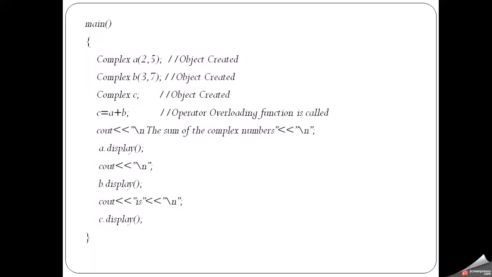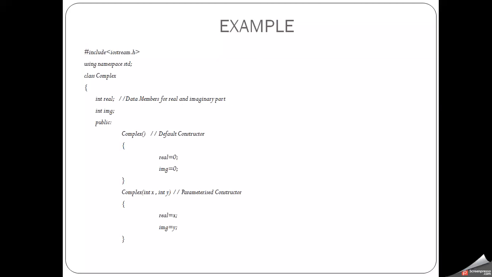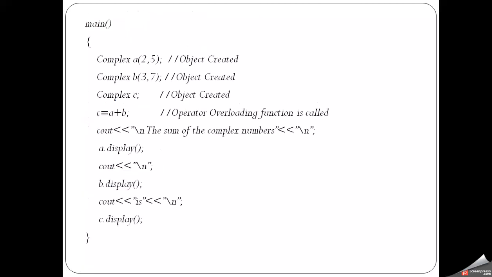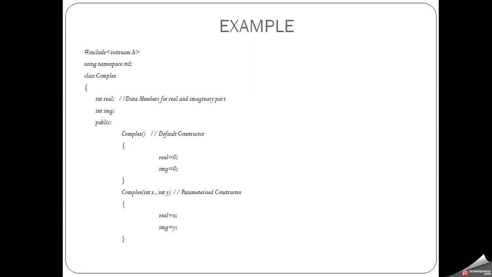So if we look in the main function, the things will be clear. The first line, we are creating an object A with parameters 2 and 5. So obviously if we go up, the parameterized constructor is called, that is assigning the real and imaginary values for A, that is 2 and 5. Now when the second complex object B is created, its real part is 3 and imaginary part is 7. Third complex object C is created, so this is calling the default constructor, so its real and imaginary parts are 0.